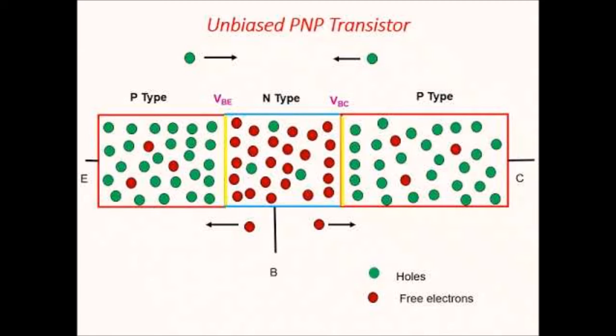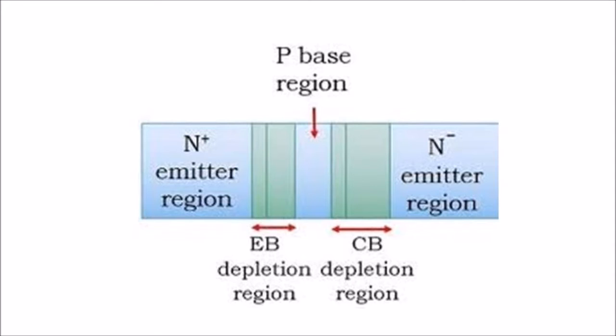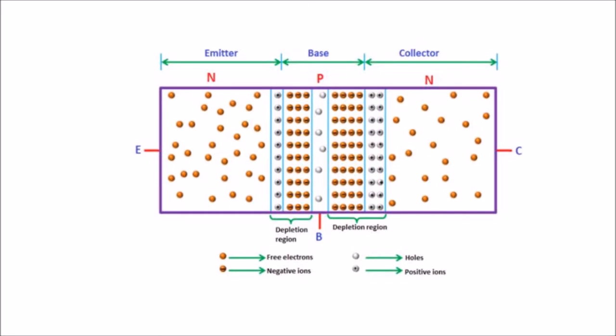As a result, the depletion layer is formed at the emitter to base junction and the base to collector junction. At the emitter to base junction, the depletion region penetrates more towards the base side. Similarly, at the base to collector junction, the depletion region penetrates more towards the base side. This is because at the emitter to base junction, the emitter is heavily doped and the base is lightly doped. So the depletion region penetrates more towards the base side and less towards the emitter side.